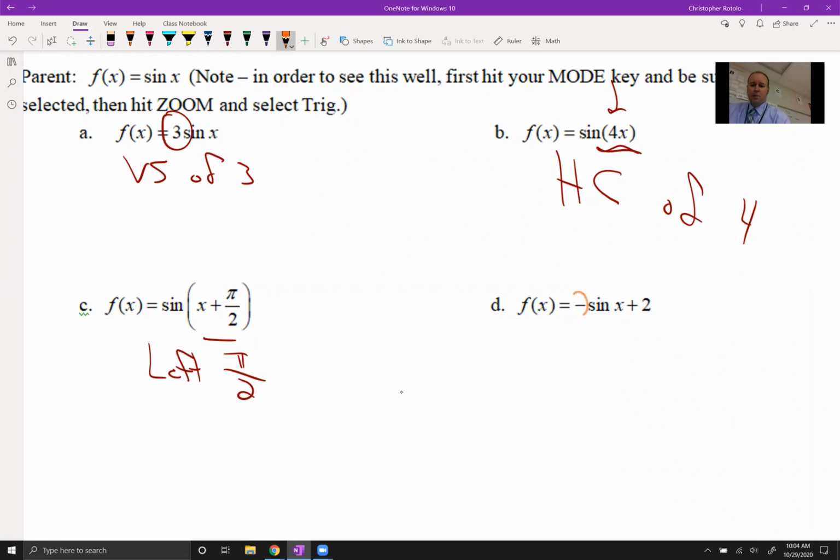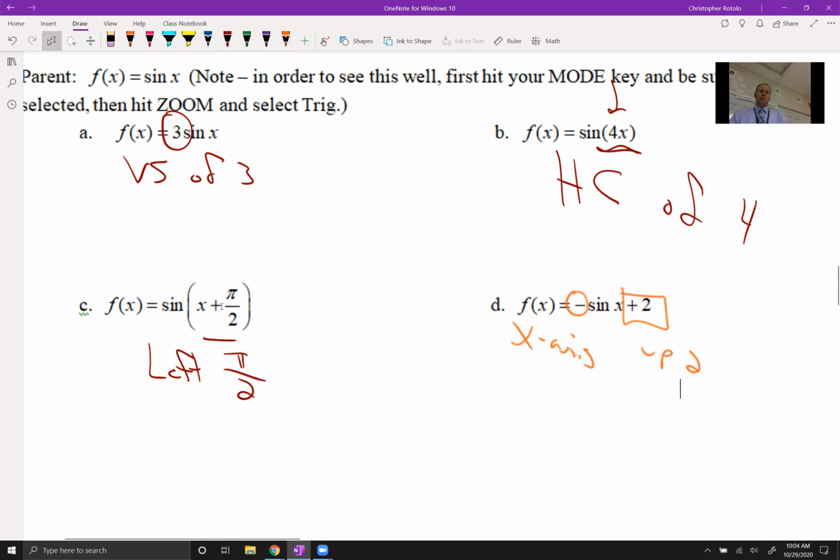But in the next one, we have an x-axis reflection, because this is before the entire function starts, so we're multiplying by a negative. In other words, that's our fancy word for upside down. And then plus 2 is after everything, so that means it's up 2. Okay, so those are 2 things we're going to check.